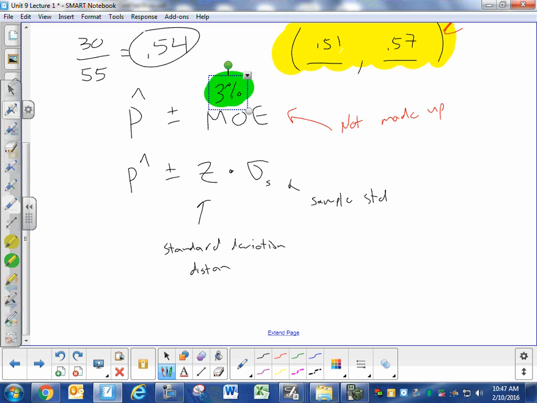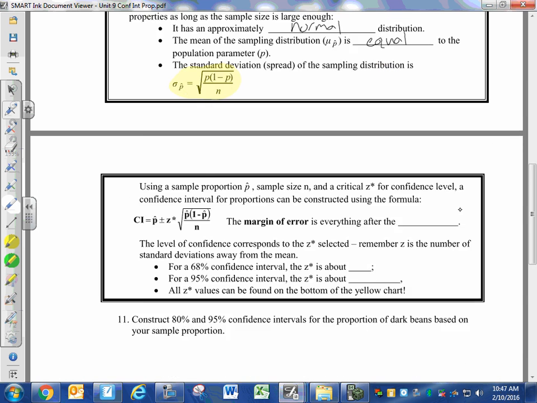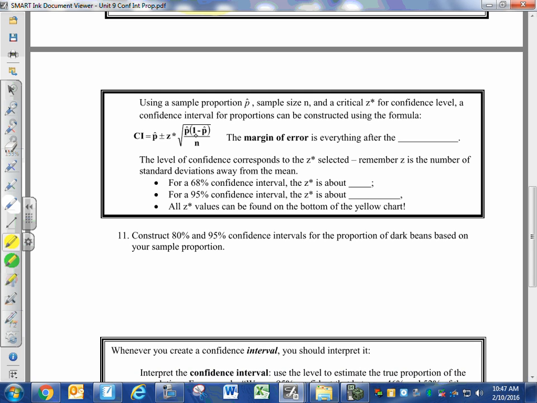Now this might seem crazy to you. I'll just tell you that when you flip over the page of your notes, here is your formula, right here. This is how we will produce a confidence interval. We will add and subtract our z times our standard deviation. That will give us the amount, the distance, that we will add and subtract from our sample, and that will then give us our confidence interval.